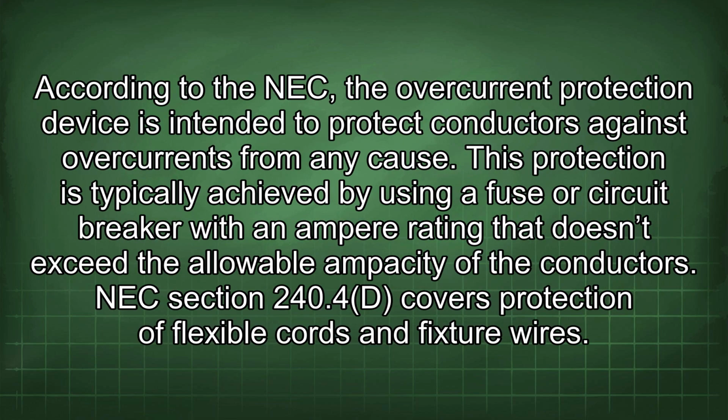According to the NEC, the overcurrent protection device is intended to protect conductors against overcurrents from any cause. This protection is typically achieved by using a fuse or circuit breaker with an ampere rating that doesn't exceed the allowable ampacity of the conductors. NEC Section 240.4d covers protection of flexible cords and fixture wires.